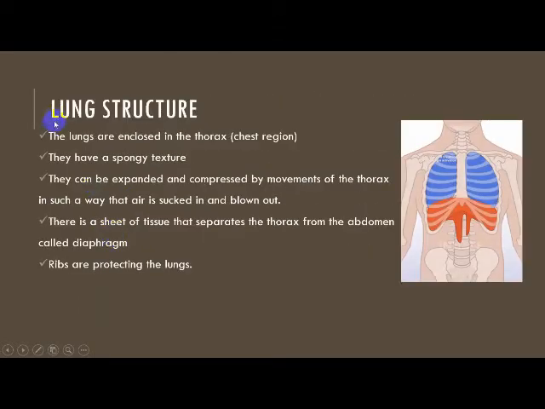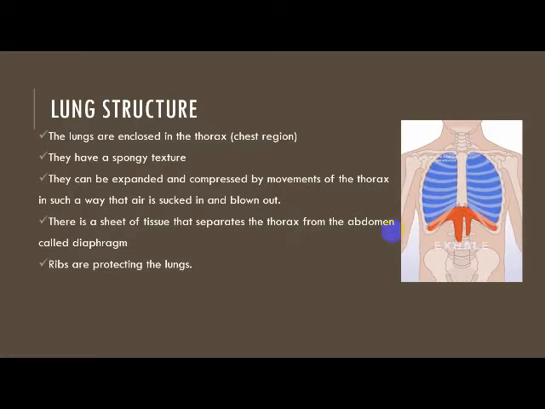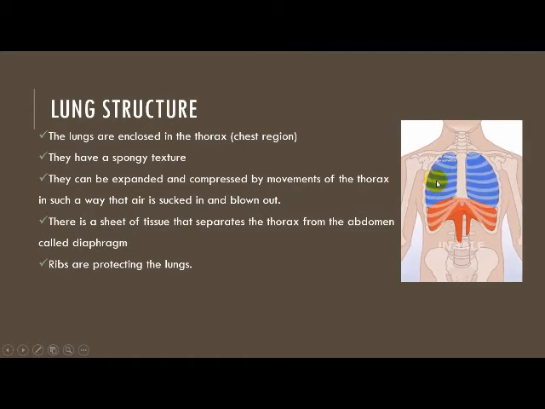Now let's talk about lung structure. First of all, lungs are in the thorax or chest position, as you see, and they have a spongy texture, like a sponge. They can decrease and increase in size. They can be expanded and compressed by movement of the thorax. As you see, the thorax, or the chest, is moving, and the size of the lungs is increased and again decreased.